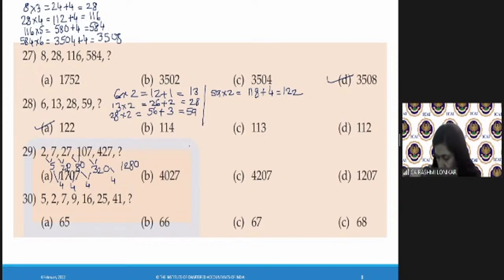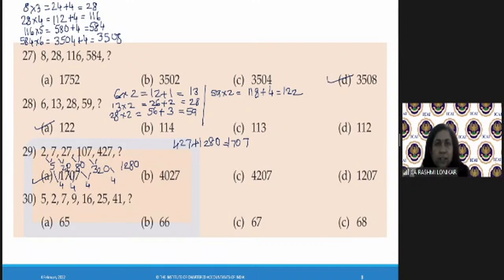427 plus 1280, that is 1707, right? So 427 plus 1280 is equal to 1707. So A will be the correct answer. So here you can see first layer and second layer.